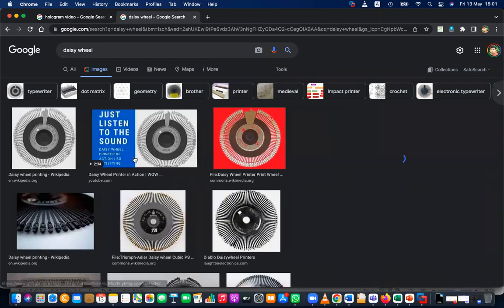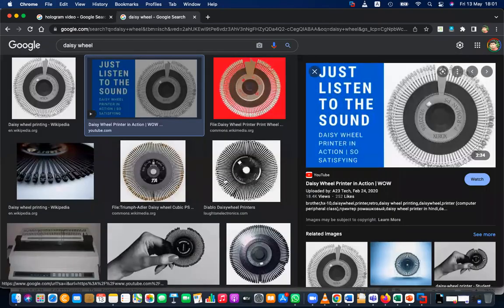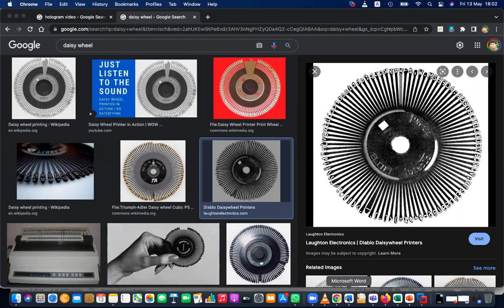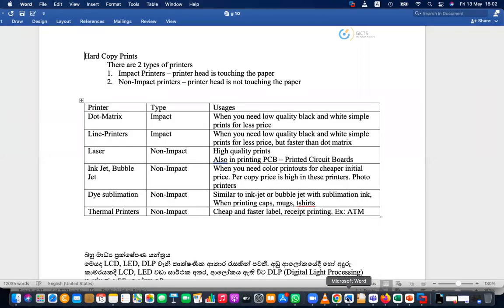This wheel can be changed. Wheel has all the letters. You can see wheel has all the letters and wheel can be changed. So change in font was possible with this wheel. So this is the initial version of impact printer. Daisy wheel, then came the dot matrix one. Okay. You can write down this.